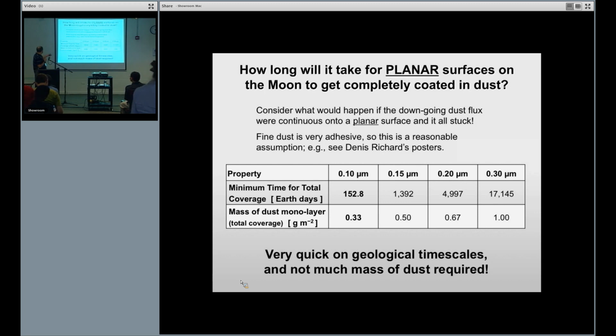All right, this is the time, assuming that the flux was continuous. Obviously, it's not going to be continuous all the time. There are going to be points in the lunation where you get dust transport and other times you don't. And this number here is just saying that's the mass of dust that would cover a planar surface with a monolayer. So my point there was you don't need much mass of dust to obscure a surface. It's a very small amount. Okay, thank you.